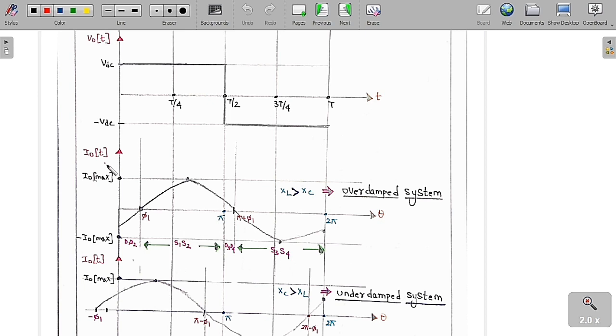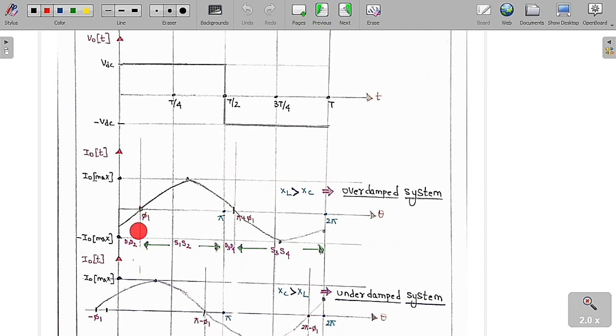As I have already told you, whenever you give a DC voltage to an RLC load, the current will be a sinusoidal waveform. If XL is greater than XC, we can say that it is a highly inductive circuit. In a highly inductive circuit, the current is going to lag the supply voltage by a small angle phi 1. So if this is phi 1, it will be pi plus phi 1, and here it will be 2 pi. Again the next zero will be 2 pi plus phi 1. So this is the graph that we are going to get, because it is called an overdamped system.